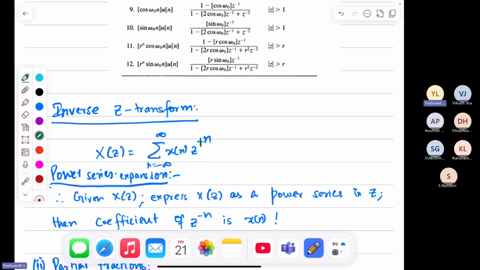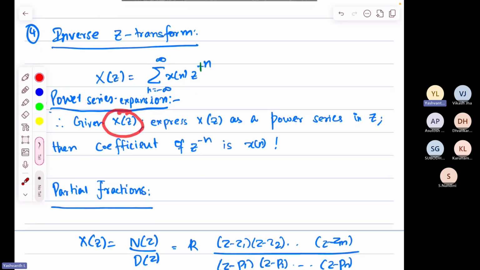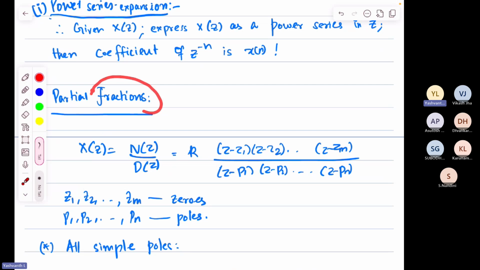Now, what are some typical ways to compute inverse z transform? One easy way is called power series expansion. The idea is that given some z transform, you express it as a power series in z. Then the coefficient of z power minus n or z power plus n is x of n. Another second trick is called partial fraction.